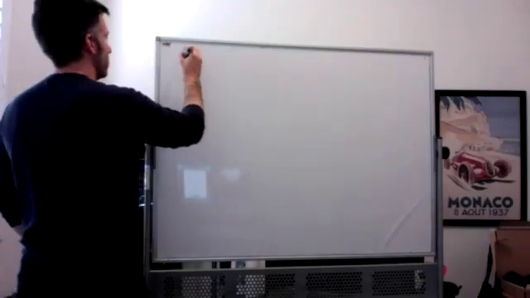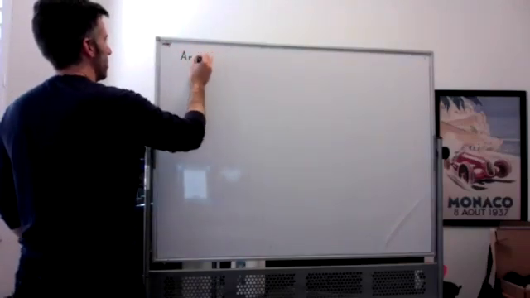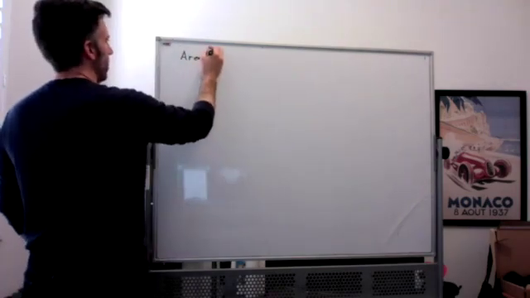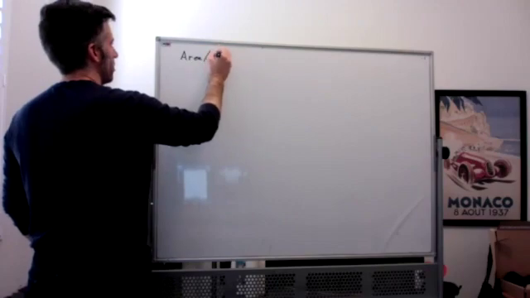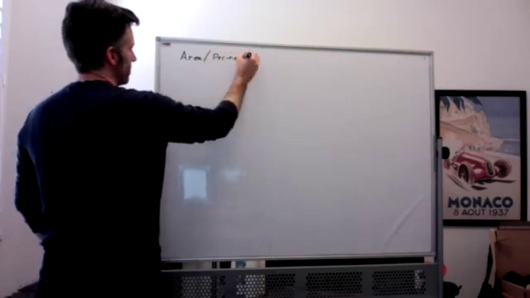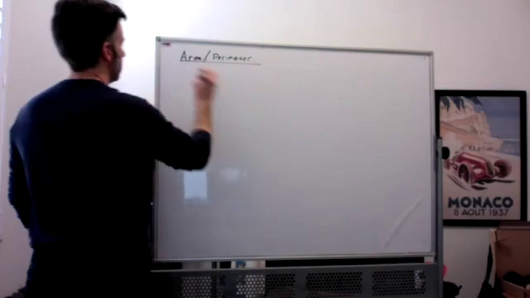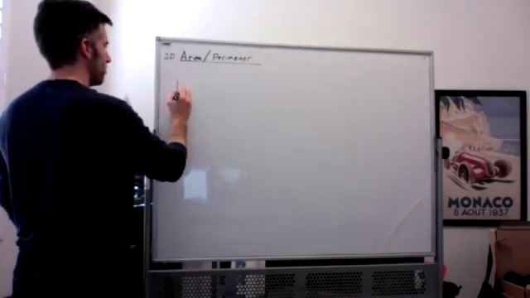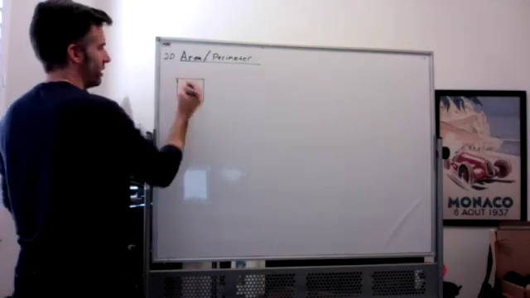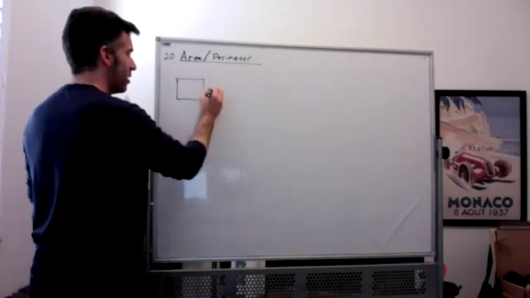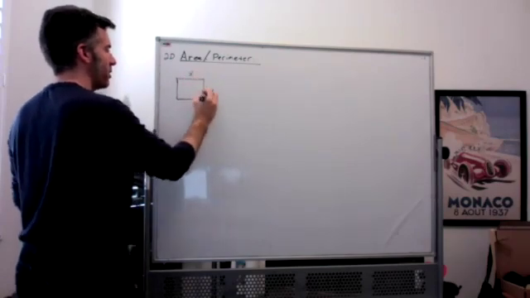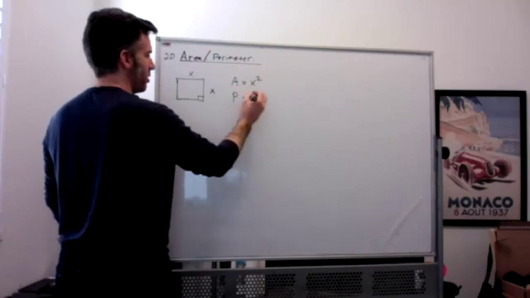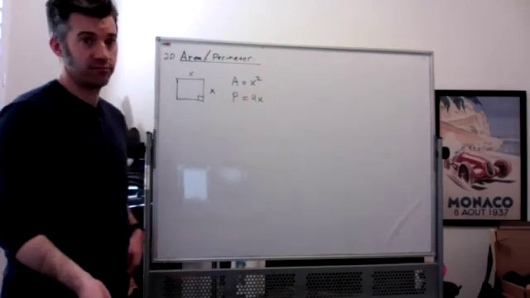So, area formulas. Let's just do area and perimeter. Basically 2D shapes is what I'm trying to say. So we've got a square where the side length, call it whatever you want, I'm going to call it X. All the sides are the same length. We know that the area is X squared. We know that the perimeter is 4X. That's it.